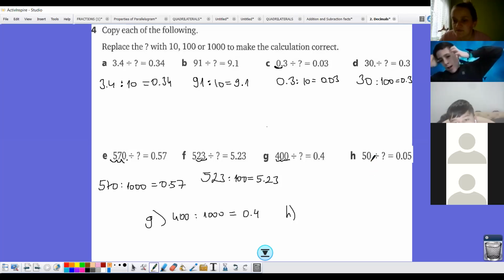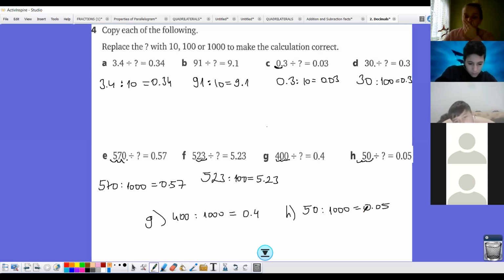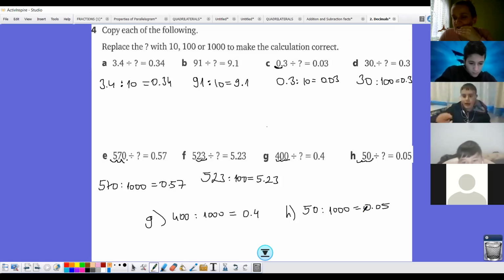That's the problem, teacher. Marigona, all the time you're doing like this. Okay, I'm trying. So 1, 2, and 1 more, 3. So 50 divided by 1,000 will make it 0.05. Teacher, it's not that hard. Pretty but easy.